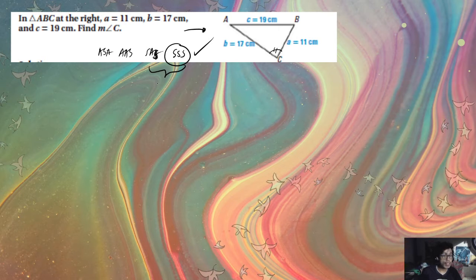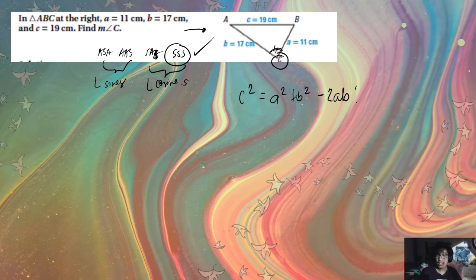We all know that the SAS and the SSS fall under the law of cosines, and the ASA and the AAS triangles fall under, or use, the law of sines. If we're going to use the law of cosines and we need to find the value of C, we might as well jump right into the specific formula that we have to use to solve for the measurement of angle C. That will be C squared is equal to A squared plus B squared, the Pythagorean part of our formula, minus 2AB multiplied by the cosine of C.